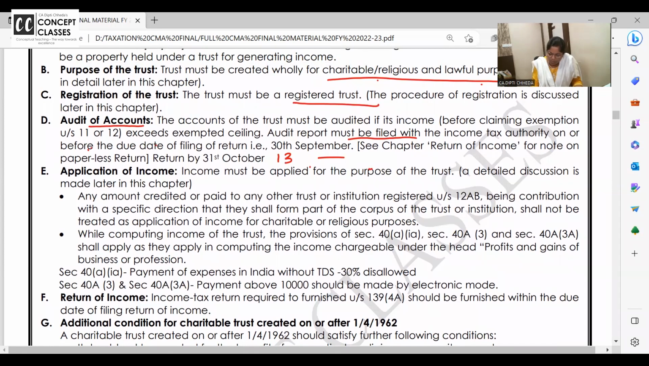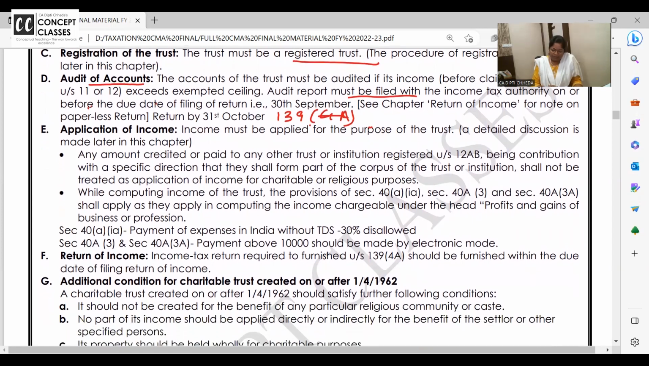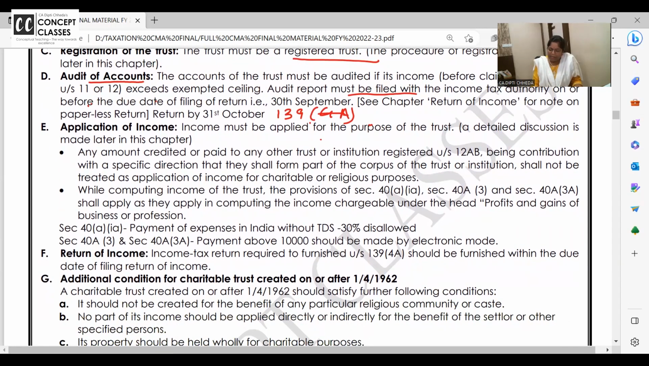Whenever you come here, I want all of you to write section 139(4A). All the trusts are registered and they have to file the return under section 139(4A). You remember? 139(1) is the basic return, 139(3) is the loss return, then belated return, revised return, like that. Income must be applied for the purpose of the trust. Application of income.